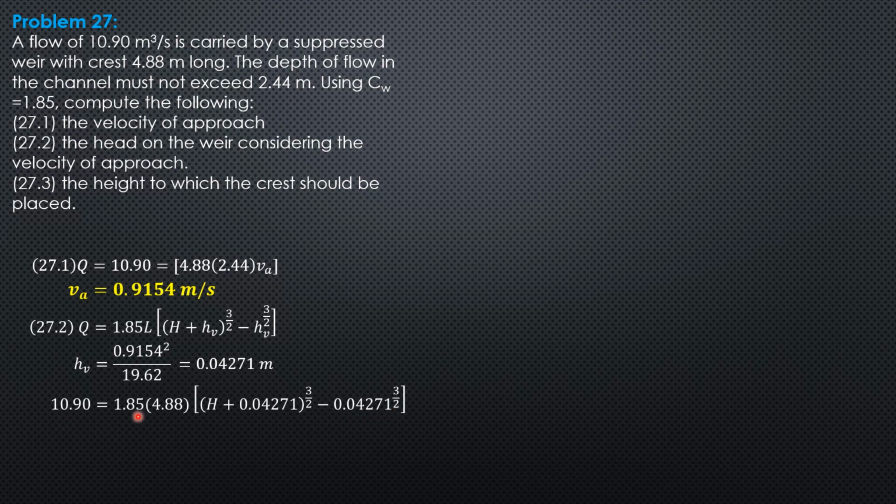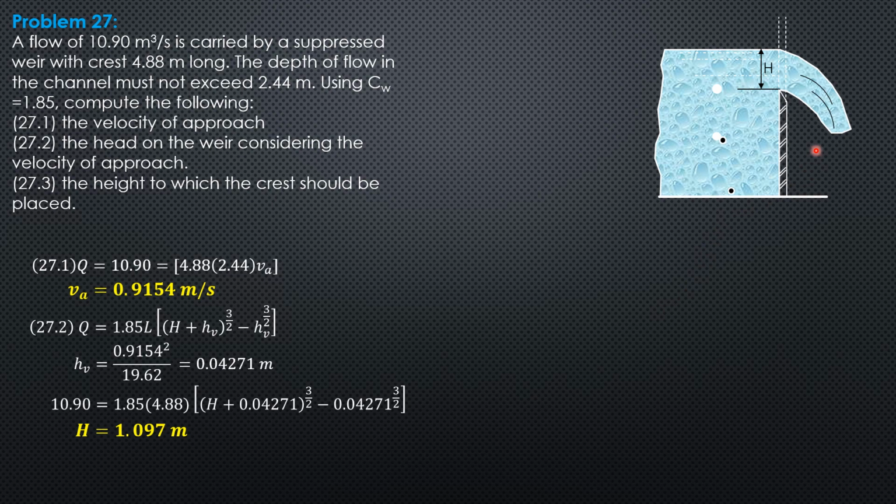So 10.9 divided by the quantity 1.85 times 4.88 equals the quantity H plus 0.04271 to the 3 halves, then plus 0.04271 to the 3 halves. Then answer, and the answer must be raised to 2/3. Then after that, subtract 0.04271. You will get H equals 1.097.